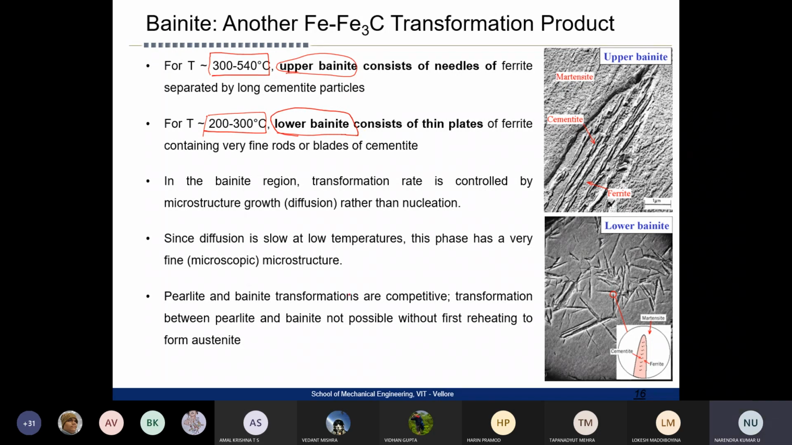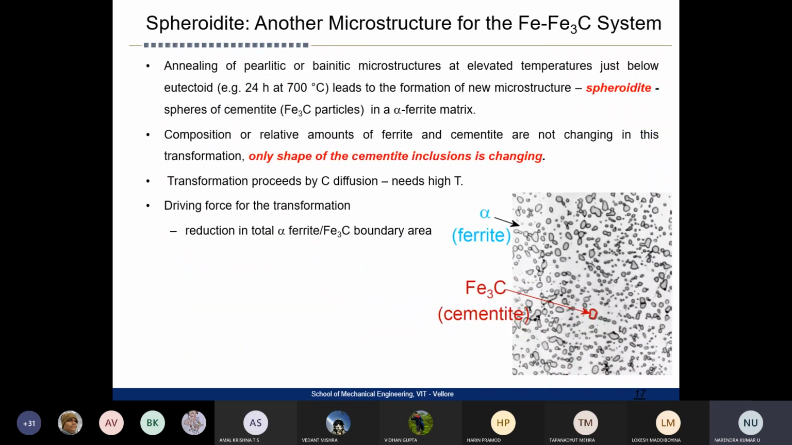So again, here also it is mentioned. Pearlite and bainite transformations are competitive. So transformation between pearlite and bainite is not possible without first reheating to form austenite. So this is already mentioned. One more thing: diffusion is a slow process at low temperature. This phase has a very fine microstructure because of the slow diffusion rate.